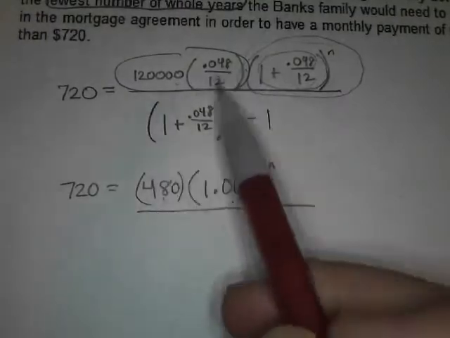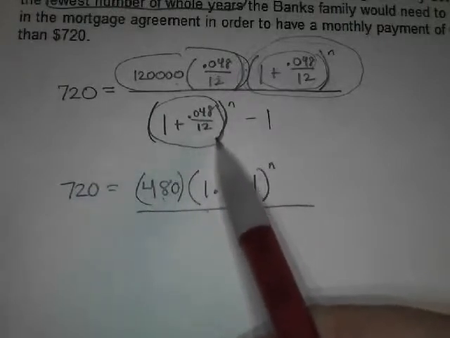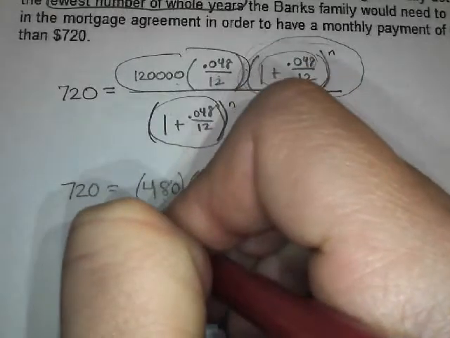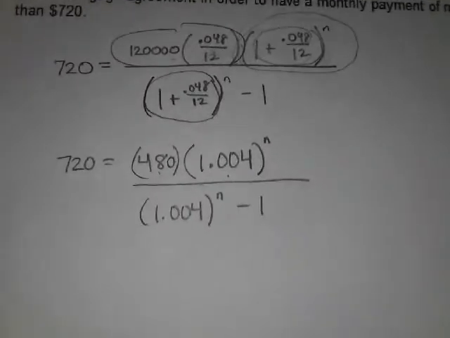Divided by. Again here, we can simplify this base. 1 plus 0.048 over 12 is 1.004 again to the nth power minus 1. So let's wrap our head around this: what type of equation is this? Linear? Yes or no? No. Quadratic? Is it a variable squared? No. What is it? The variable is where? In the exponent. So this is an exponential equation.